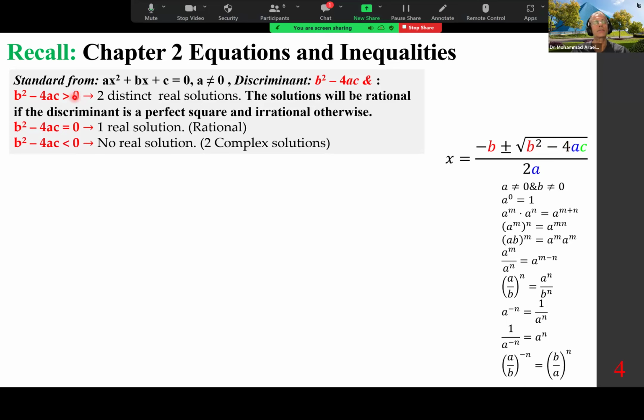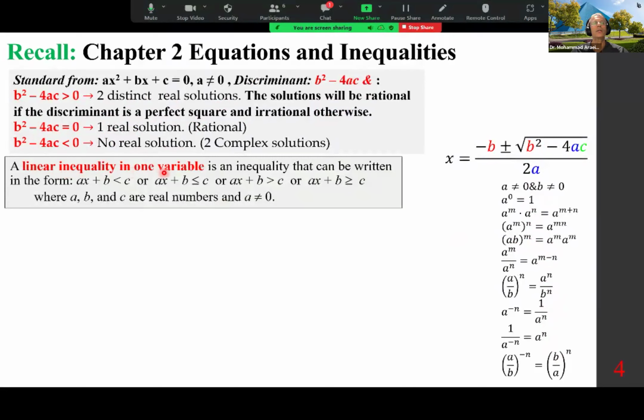When it's positive, you have two distinct real solutions. The solutions will be rational if the discriminant is a perfect square, and irrational otherwise. If it's 0, we have one real solution. And if it's negative, we have no real solutions or two complex solutions. What you're looking at here are exponential rules that we have seen before.